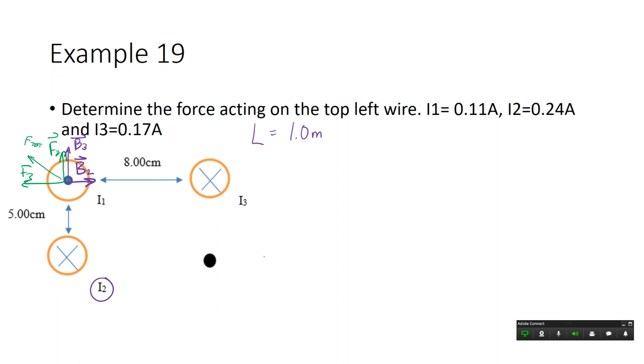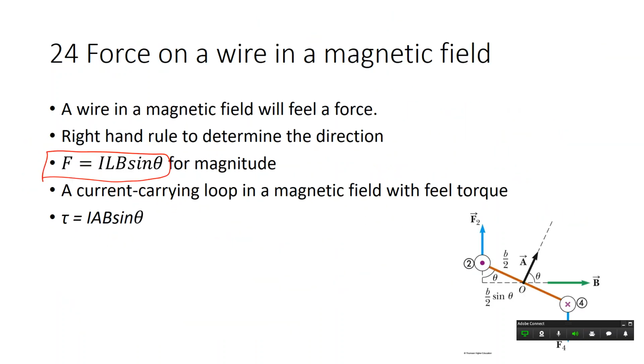So we're going to say F2 is going to be equal to Q... Nope, that's not it. I A B... Nope, it's not I A B either. What's the formula for this? Why can't I remember? It's ILB.